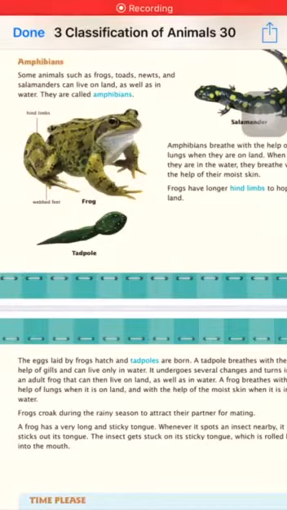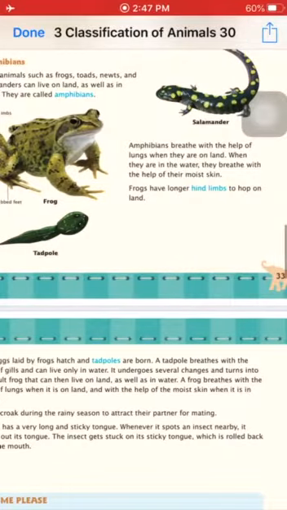Now in the second part we discuss amphibians. Amphibians are animals such as frogs, toads, newts and salamanders that can live on land as well as in water. Animals that live on land as well as in water are called amphibians.